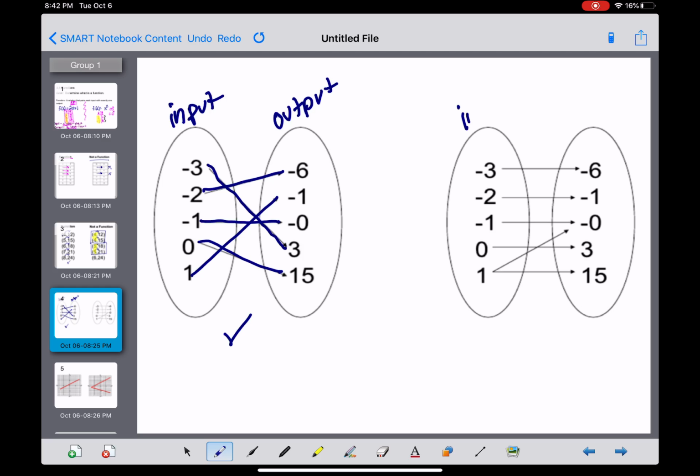On the right-hand side, however, my input repeats, and it repeats for 1. I can't input 1 and get out 0, and then input 1 again and get out 15. So 1 is where my break in the function exists.